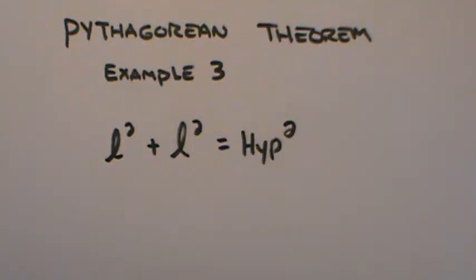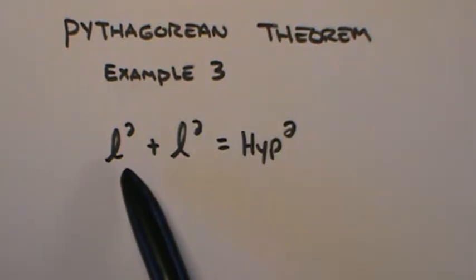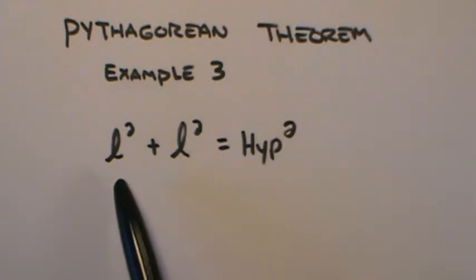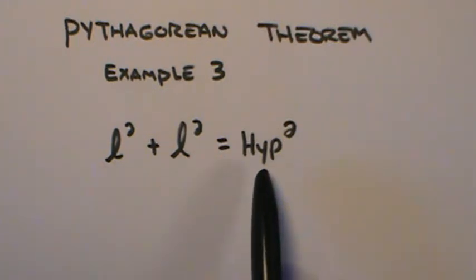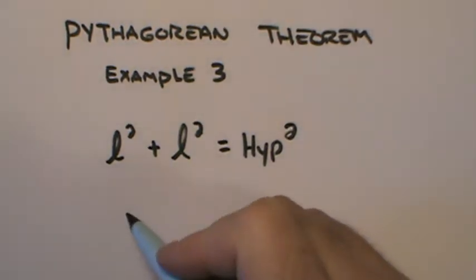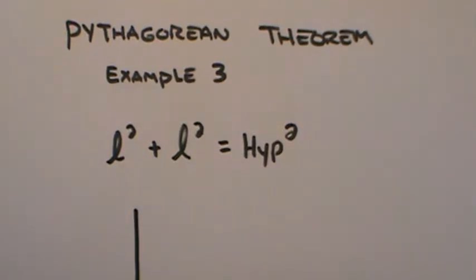So a few quick ideas about the Pythagorean theorem. This is example 3. You look at my formula, I have L squared plus L squared equal height squared. Oftentimes students learn this as A squared plus B squared equals C squared. I don't like teaching that way simply because your triangles can be labeled any way you want.